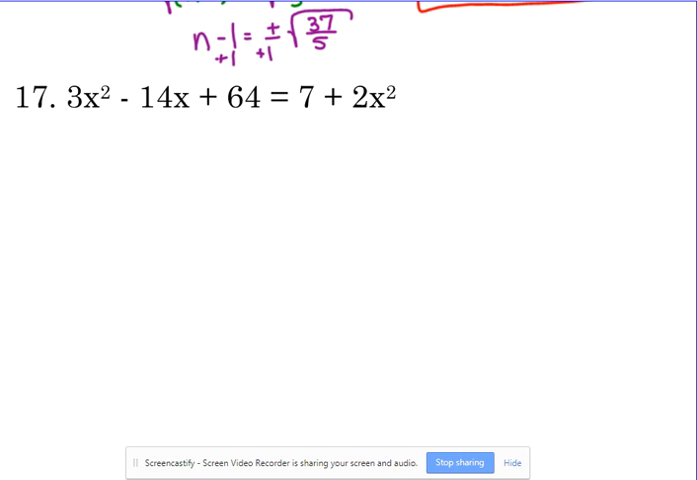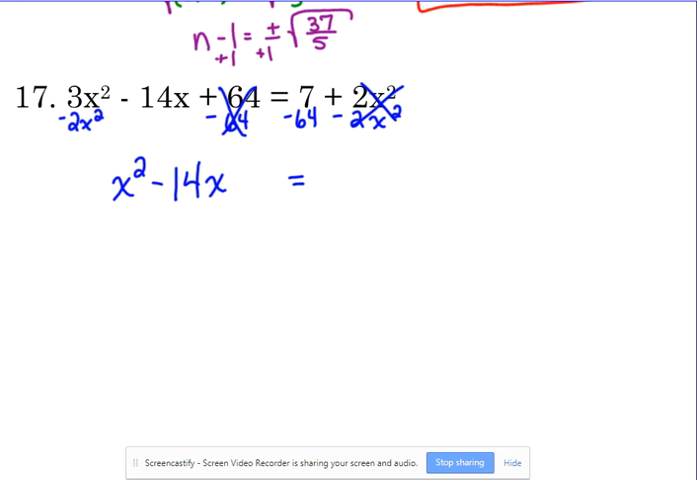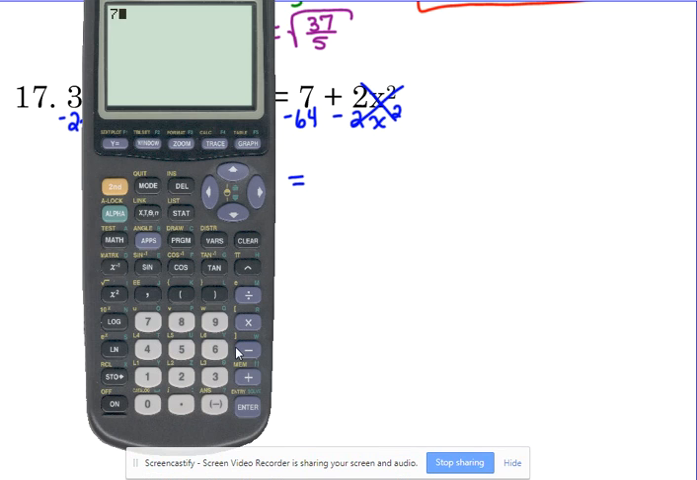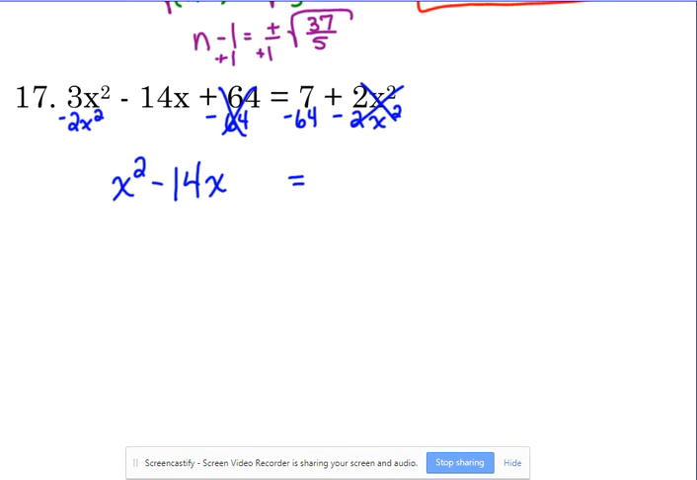Okay, number 17, 3x squared minus 14x plus 64 is equal to 7 plus 2x squared. All right. Variables on the left side. So subtract 2x squared from both sides. Constants on the right, subtract 64 from both sides. So 3x squared minus 2x squared is x squared. Minus 14x. My a's already 1, so I'm going to go ahead and leave myself some space. Okay, and 7 minus 64, negative 57.